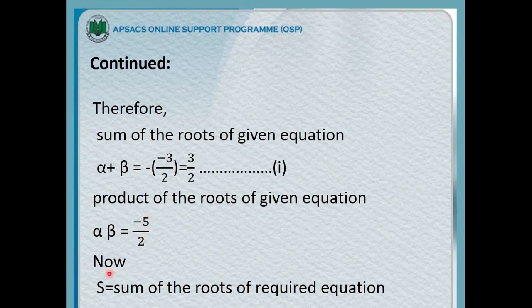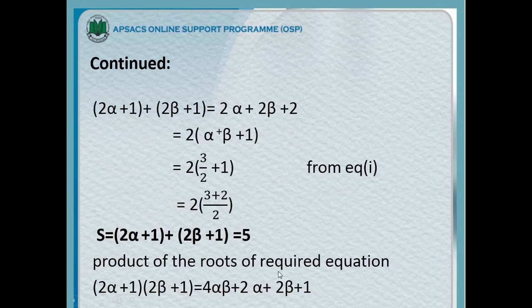Now, we are going to find out the sum of the roots of the required equation. As students, you know that 2 alpha plus 1 and 2 beta plus 1 are the roots of the required equation. So, by adding 2 alpha plus 1 and 2 beta plus 1, we get 2 alpha plus 2 beta plus 2. Just by opening these brackets, we get this expression.